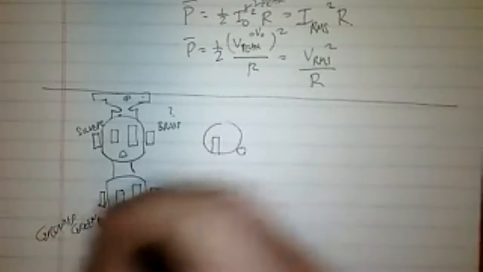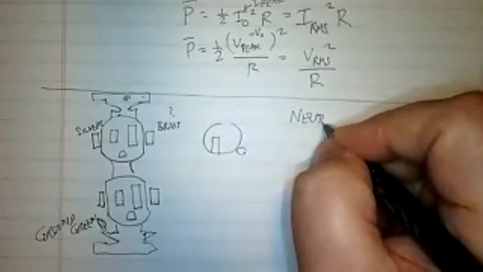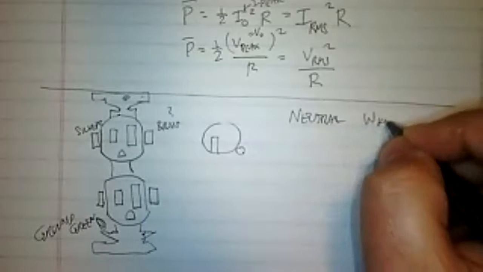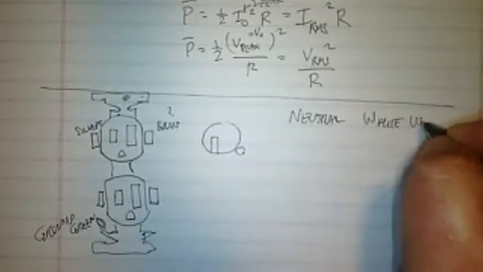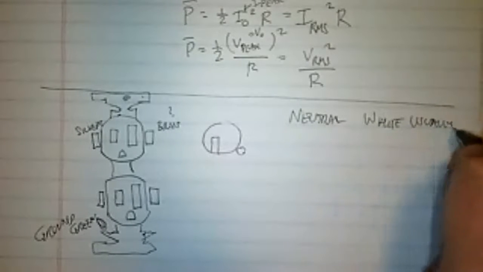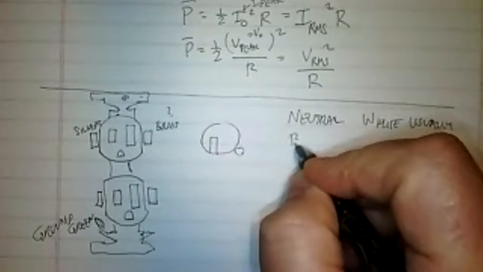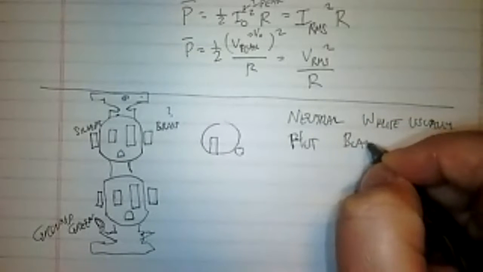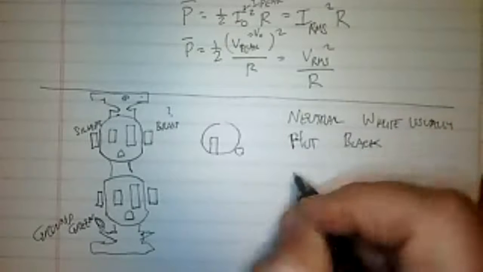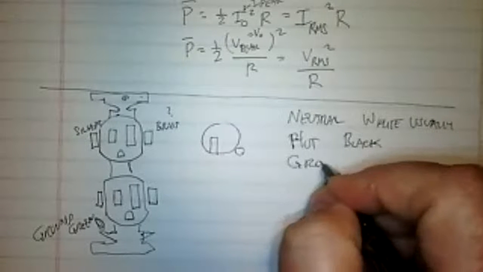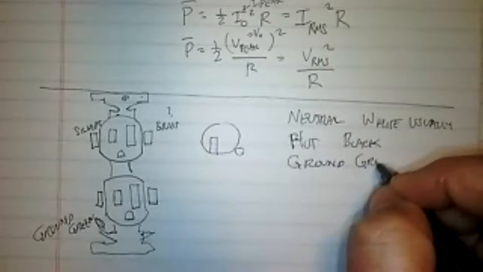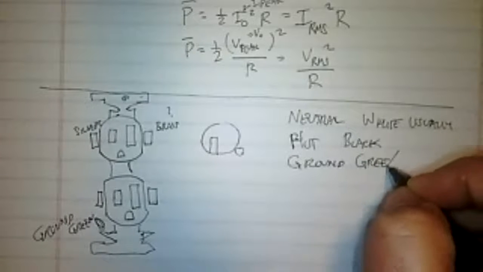So they have a neutral, which is usually white. They have a black, a hot, which is normally black, and then they have a ground wire that can be green or bare or various other things.